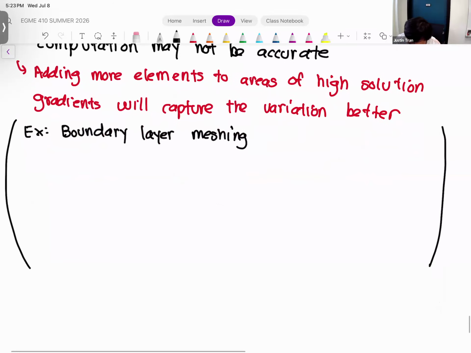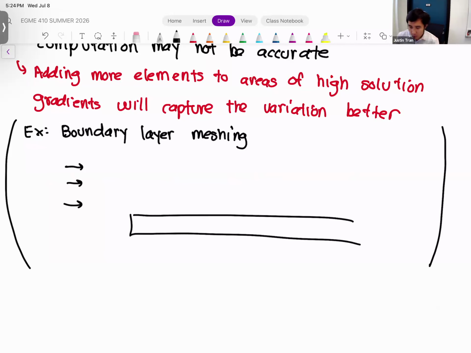Whenever you have a fluid flowing past a solid surface, let's say wind or water flowing past a wall like this, a very thin layer of fluid forms on top of the solid. Actually, I'm going to use a different color to make it a bit clearer. So this region is what we call the boundary layer.